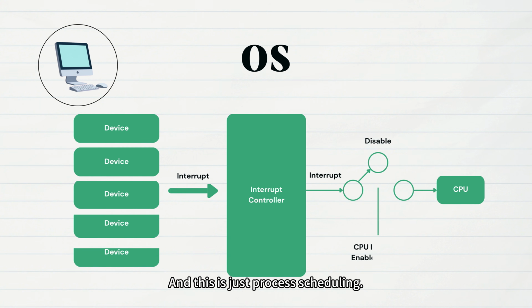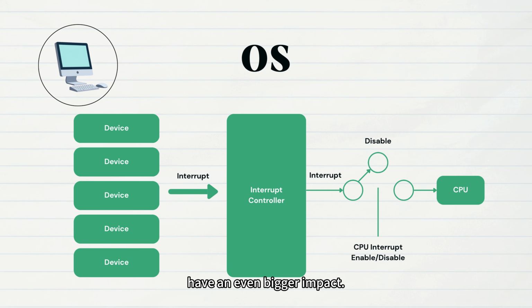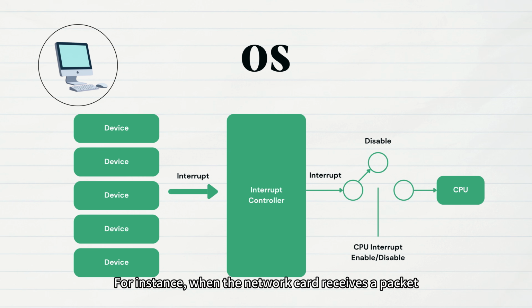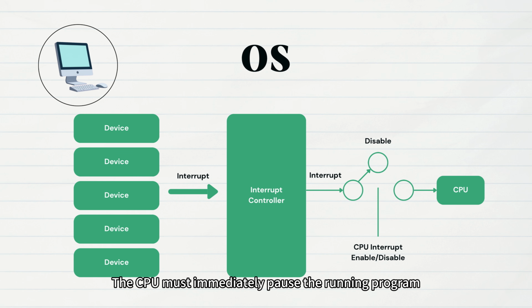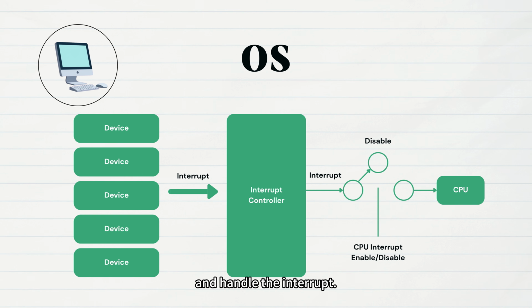And this is just process scheduling. Hardware interrupts and soft interrupts have an even bigger impact. For instance, when the network card receives a packet or the hard drive completes a read-write, it triggers an interrupt. The CPU must immediately pause the running program and handle the interrupt. This overhead is also random and is another major reason why program runtimes fluctuate.